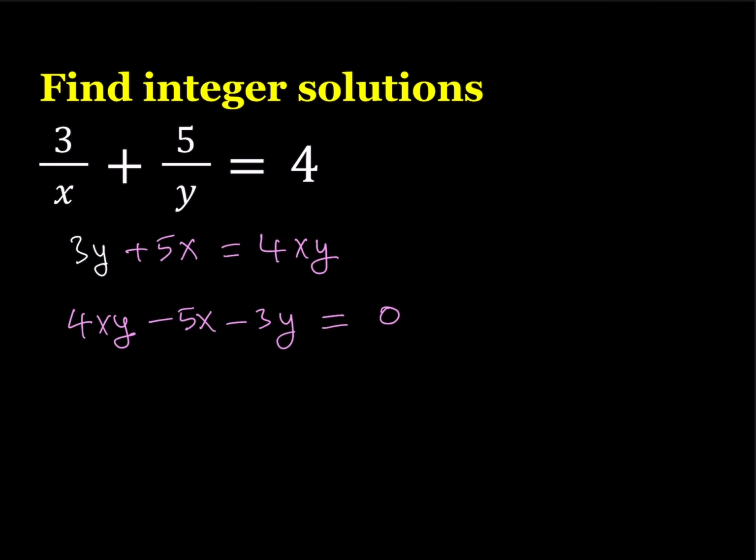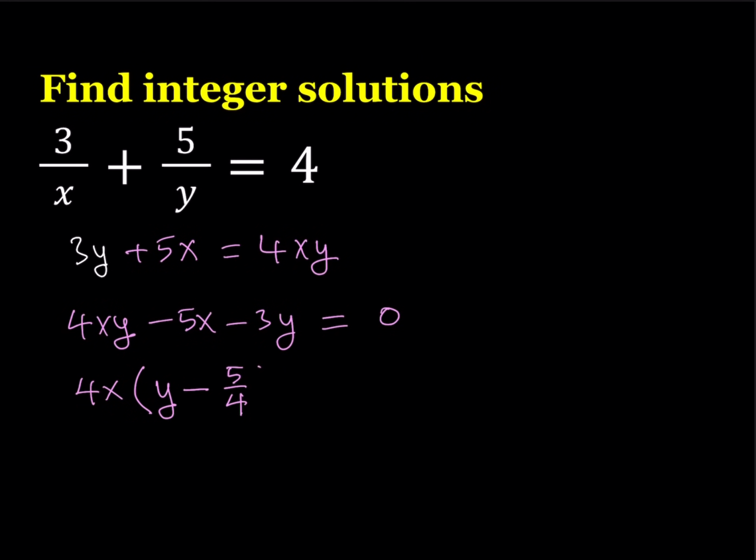So I have the 4xy minus 5x. The common factor here is x. But that's not what I'm going to take out. I'd like to have a y inside the parentheses. So I'm going to take out 4x. And this is going to give me y minus. Now, in order to get 5x from 4x, I need to multiply it by 5 over 4. Makes sense? So when you distribute 4x times 5/4, the 4 is going to cancel out. You're going to end up with negative 5x.